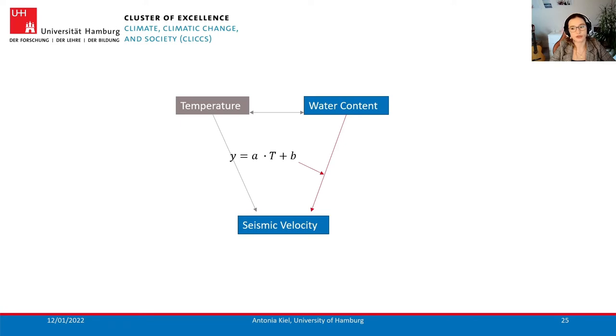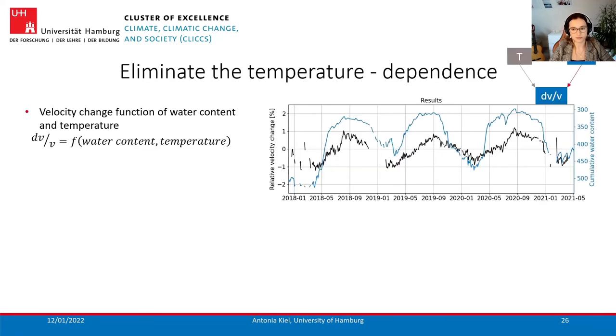And here we are going to use the linear regression between temperature and seismic velocity I just calculated, and how I'm going to explain now. So just as a reminder of our goal, we want the relative velocity change to replicate the water content, so the blue curve to be equal to the black curve. And this would then mean that we could use seismic measurements to detect the water content in the soil.